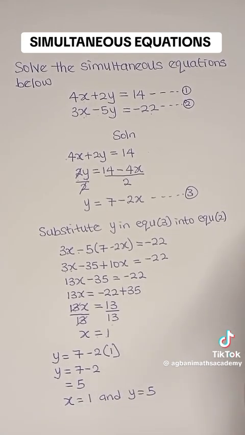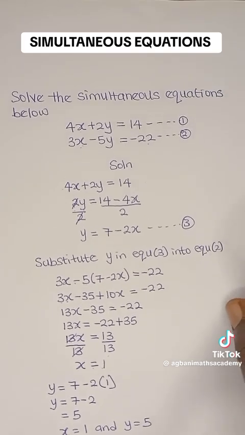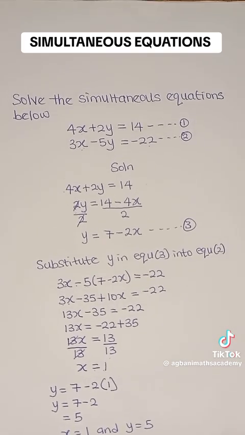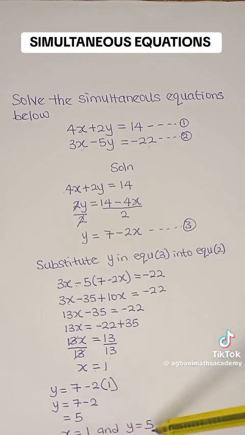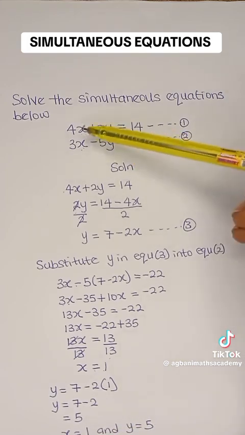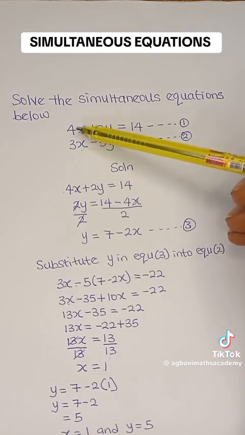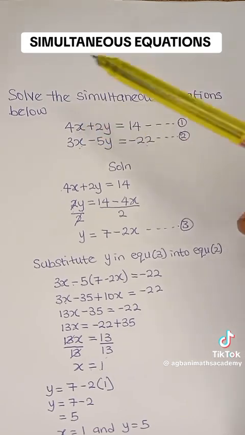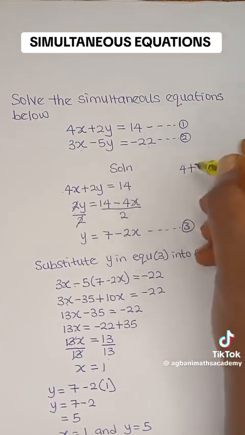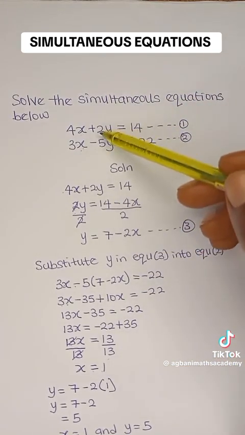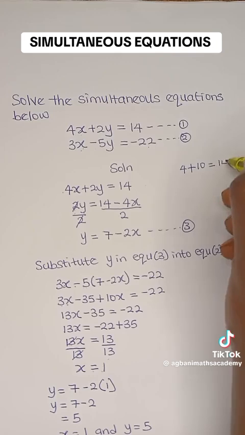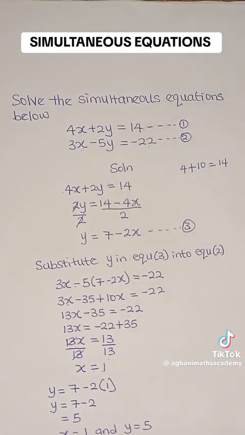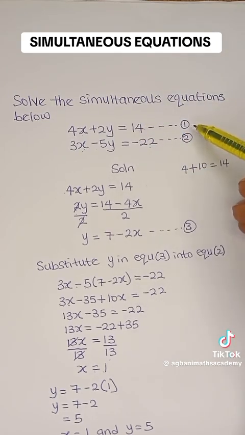Very simple. But how do we know we have the correct answer? In order to know that our answer is correct, all we need to do is go back to these two equations. Wherever we see x, we put 1, and wherever we see y, we put 5. So let's see. x is equal to 1. So 4 multiplied by 1 will give us 4. So we have 4 plus, y is equal to 5, 2 multiplied by 5 is going to give us 10. So this is equal to 14. And we have 14 on the right. That means for equation 1, our answer is correct.